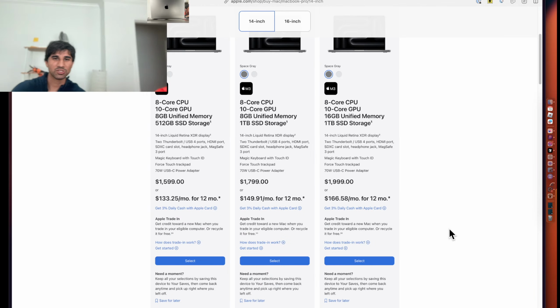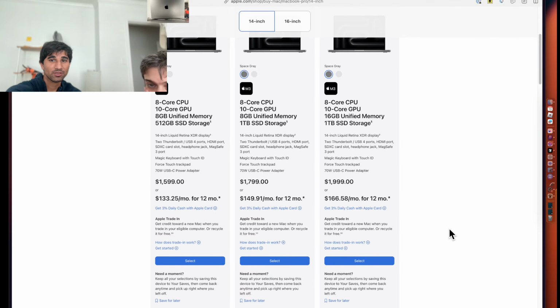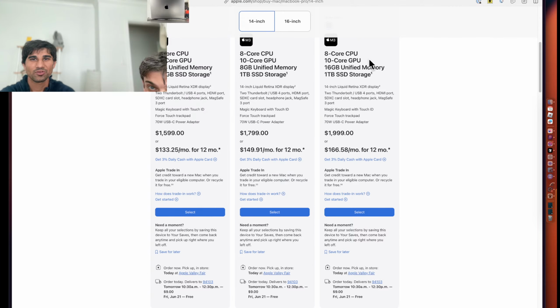If you can shell out slightly more, this is the one I recommend. This is a very good configuration. It has an adequate amount of memory, and a terabyte of storage is fine. CPU is good enough. No, just send me that. Okay.